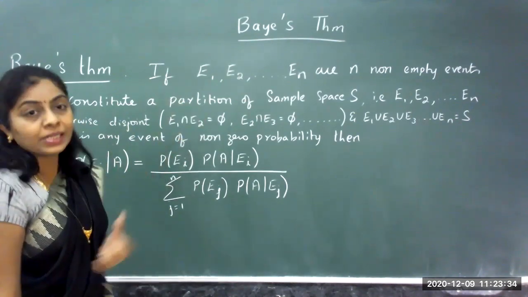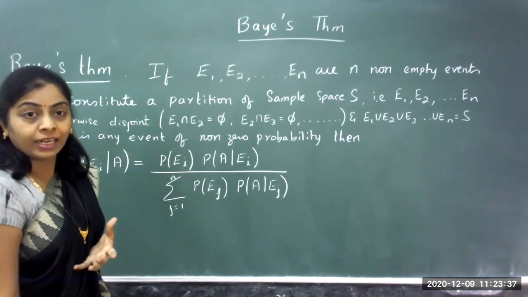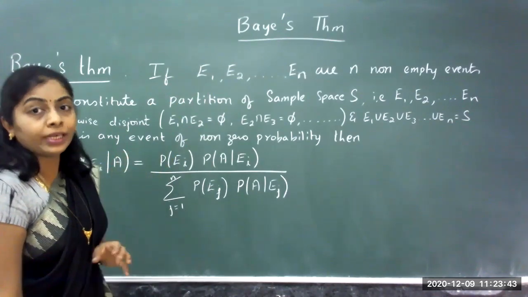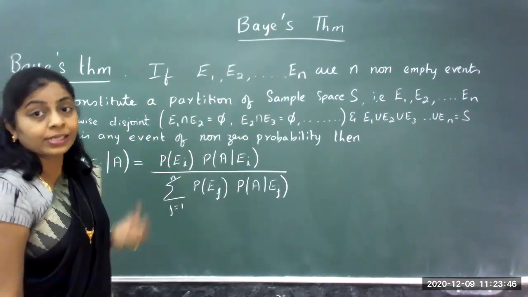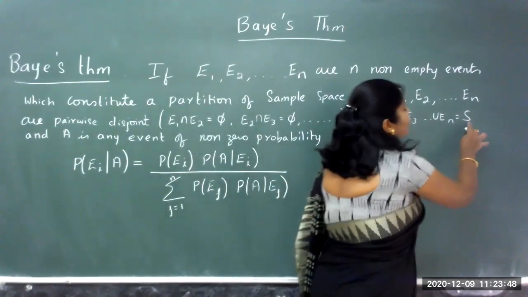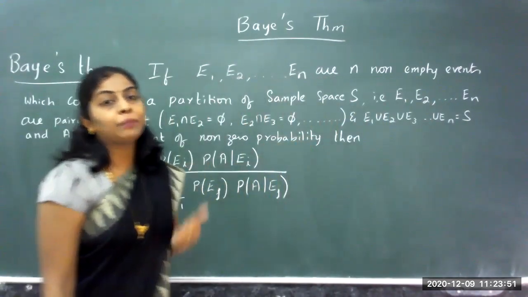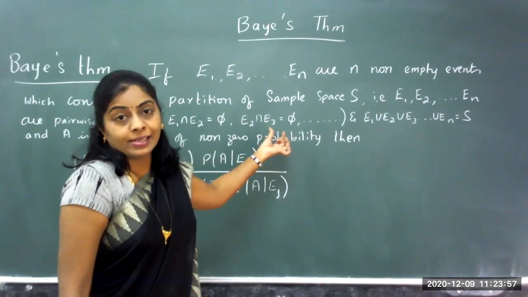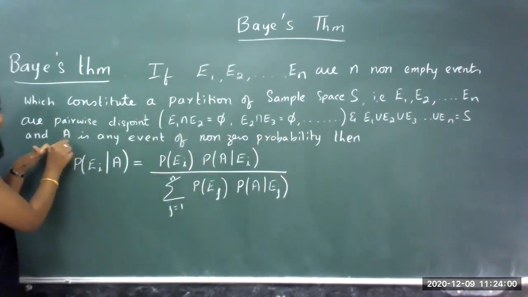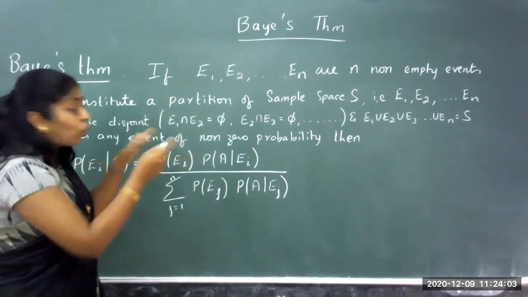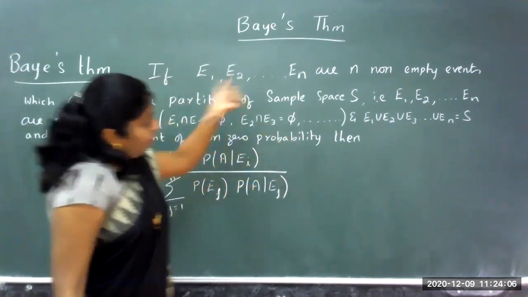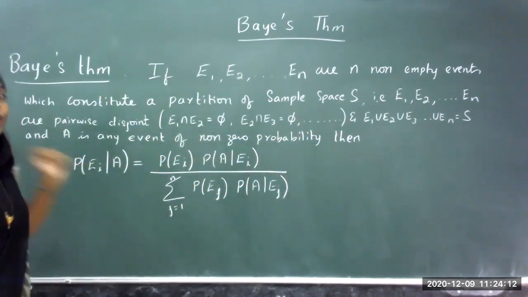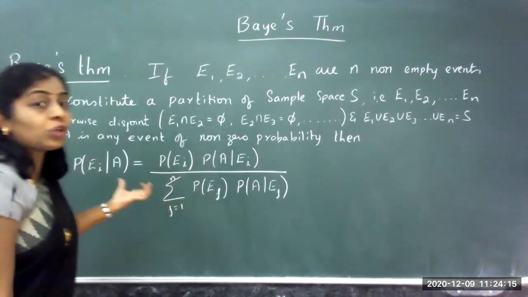I told you on a sample space, there are N different events which are considered. So these events are given as E1, E2, E3, and so on up to EN. On this sample space, there are N events. The union of all these constitutes the sample space. When I take the union, I get back the sample space. And the intersection of any two of them gives a disjoint set, that is, a null set. Then I define one more event A. A is any other event of non-zero probability. Sorry, on sample space S, there is one more event A which is defined. Then they have asked what is the probability of that.